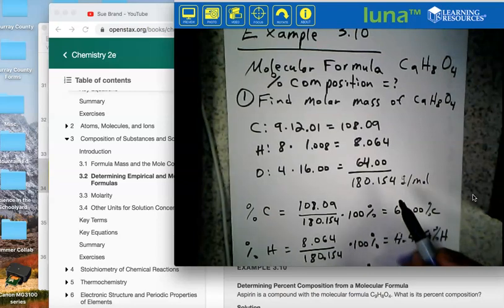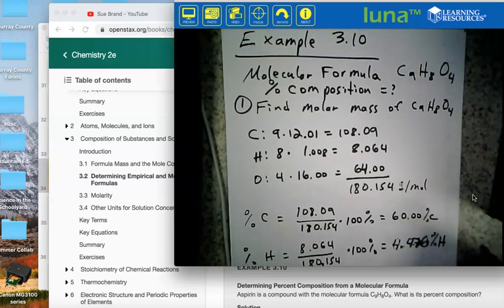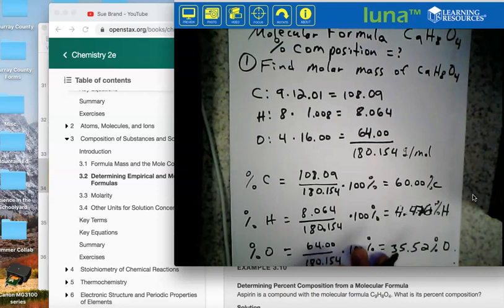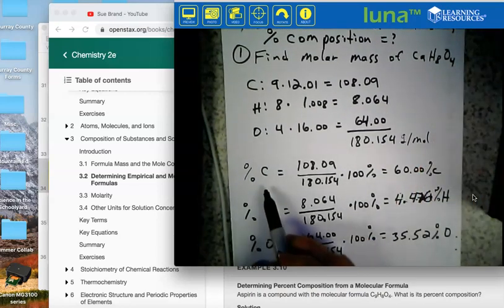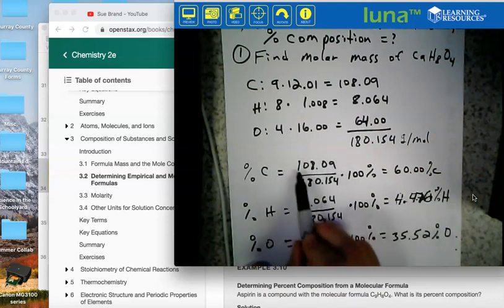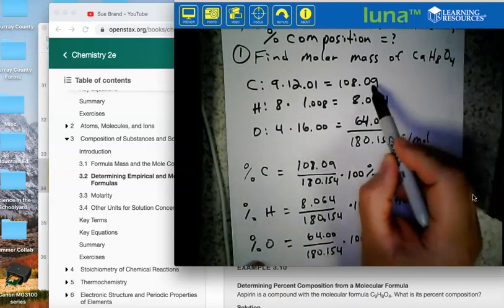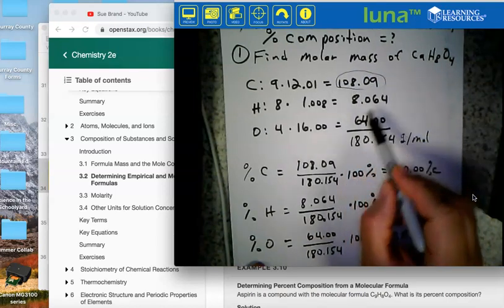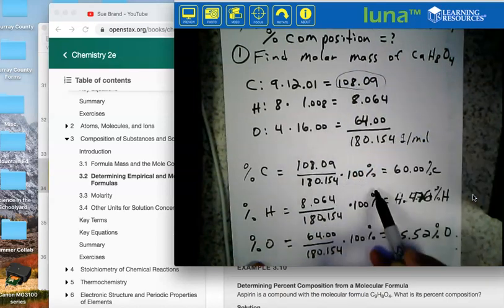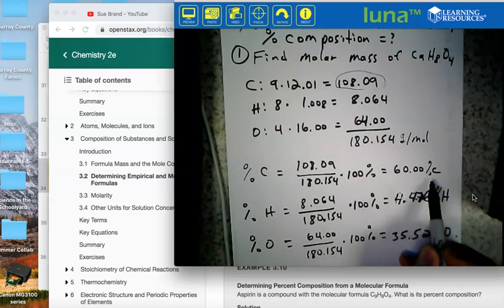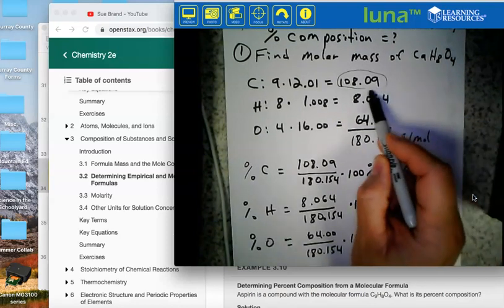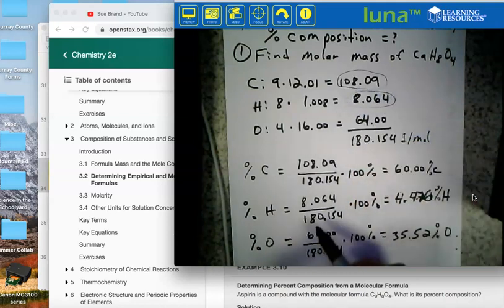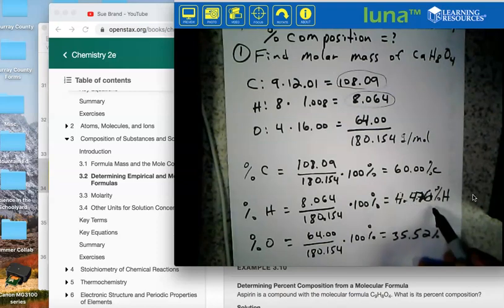Okay, so what did we say a percentage was? It's part divided by whole times 100, right? So to find the percent carbon in this molecule here, all we have to do is take the mass of carbon. Well, we already figured that out right here. So we take this number here, the mass of carbon, divided by the total mass times 100%. And that gives you 60% carbon in this case. Same process for hydrogen. Mass of hydrogen divided by the total mass times 100%. And that's going to give you the percent of hydrogen.